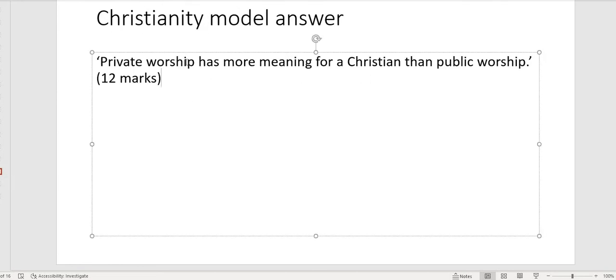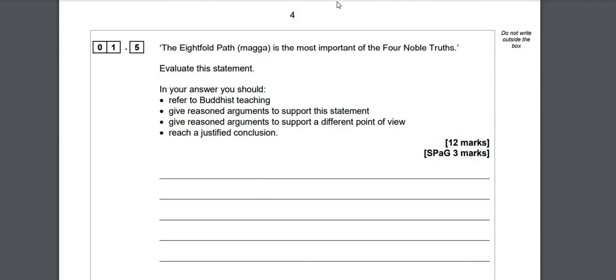Alright, let's check out a Christianity example. I've taken this from the Christianity Practices paper.